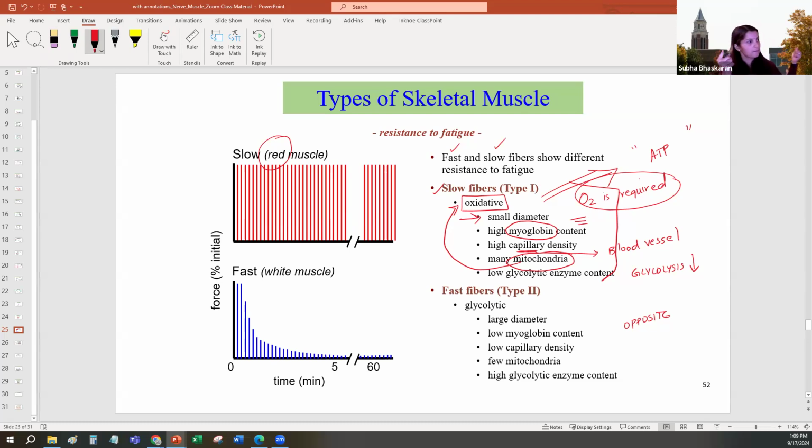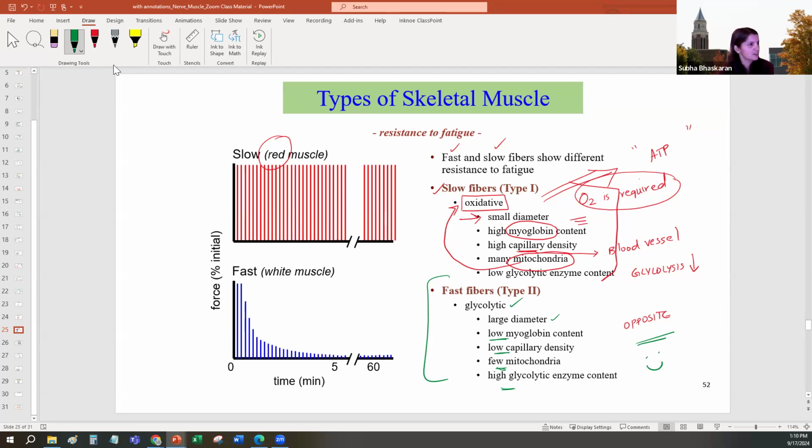Are you guys with me? Right? So if you know this, what would this be? The opposite. Right? So don't try to remember both. Don't confuse yourselves and me. Right? This is going to be fast fibers type 2. What is it predominantly? Glycolysis, correct? If that was small, this is large diameter. If that was high myoglobin, this would be low myoglobin, correct? If that was high capillary, low capillary. Many mitochondria, few mitochondria, low glycolytic, high glycolytic.